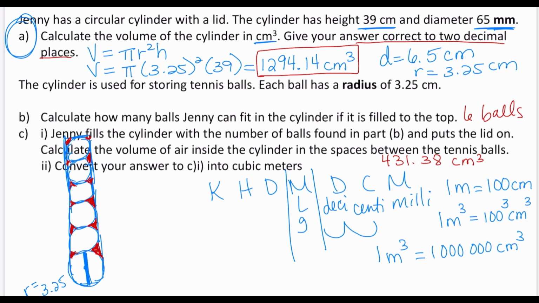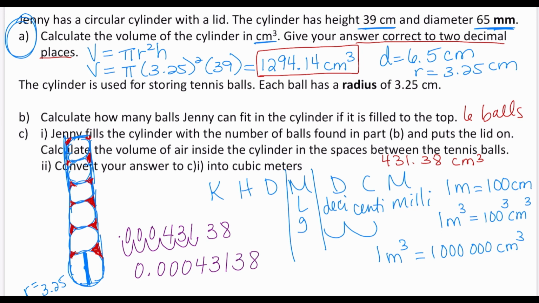So let's go ahead and take our number, which we got, 431.38. And let's move the decimal point back 6 spaces: 1, 2, 3, 4, 5, 6. So here's my decimal point, and I'm going to fill these in with zeros. So my answer is 0.000431. We can leave it at 431 for 3 significant figures, or we can keep writing the 38. And so the units here are going to be cubic meters.